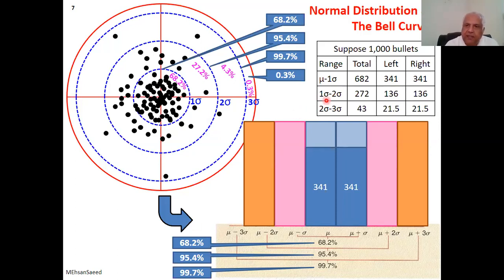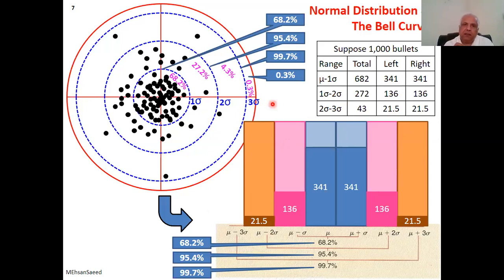Now let's take first and second standard deviation. This circle here, there were 272 bullets in total, 136 on either side. So let's fill in, and these are the pink jars for them, and they get filled up to this level, 136. And finally, we have these brown jars. And left and right, we have 21.5 bullets each. We have segregated this in terms of discrete data: one standard deviation, two standard deviations, three standard deviations.